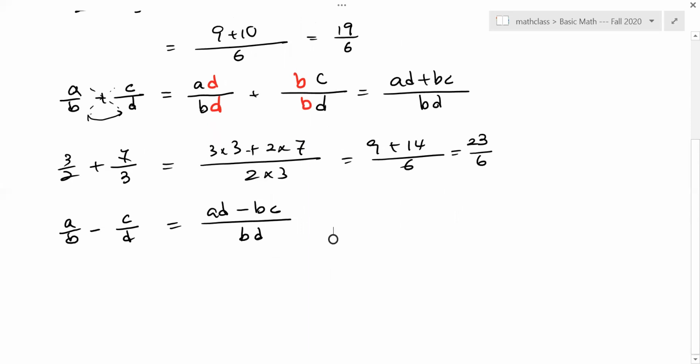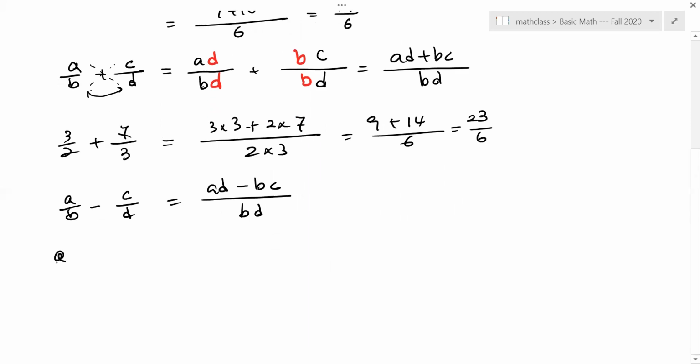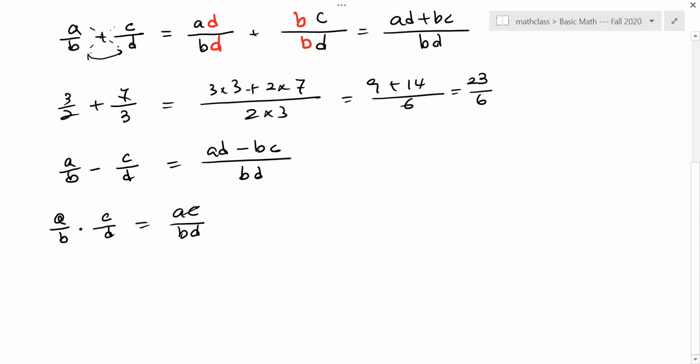All right, most of them are easy for you, great. So how about multiplication? A/B times C/D. Usually we use a dot for times, okay? We don't use a cross because in handwriting it looks like X and can be confusing, so we use a dot, okay? And this is just A times C over B times D, okay? That's another formula, okay?